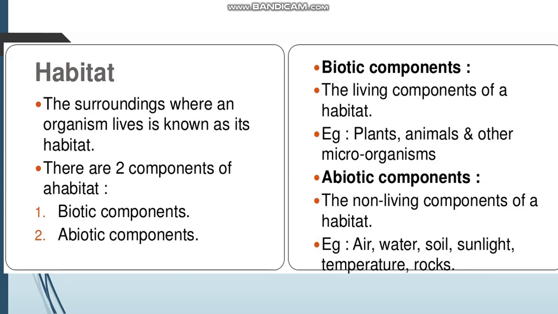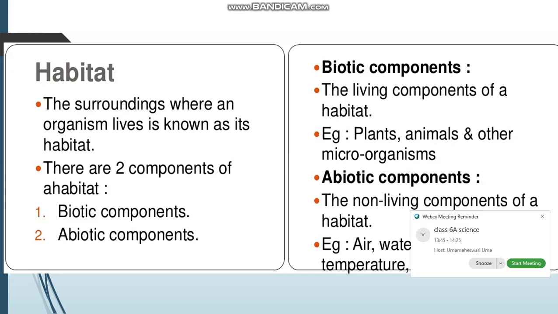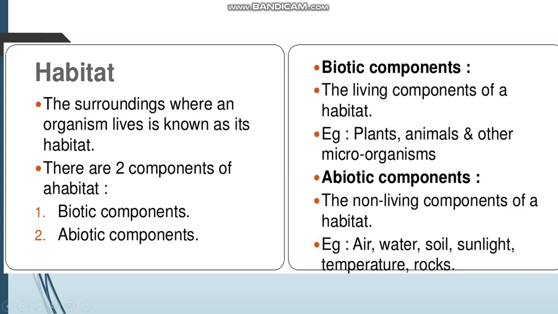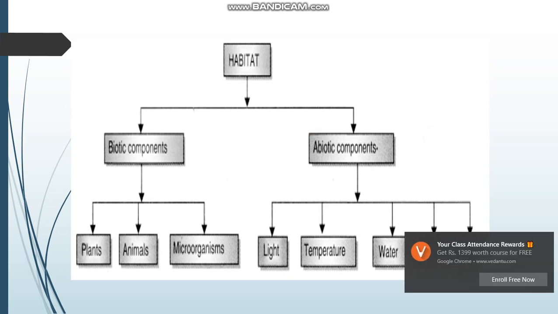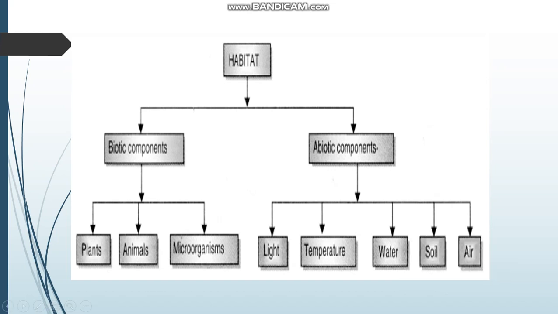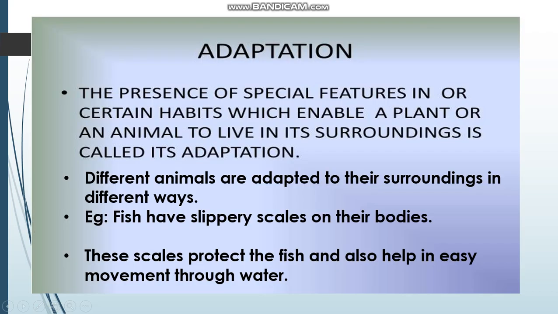Biotic components are the living components of an ecosystem. Examples: flora and fauna, that is plants, animals and other microorganisms. Abiotic components are the non-living components of the habitat, the ecosystem, like air, water, soil, temperature, rocks, rainfall, sunlight. Next we will see the habitat divided into two categories, biotic and abiotic. Biotic: plants, animals, microorganisms. Abiotic components: light, temperature, water, soil, air, etc.